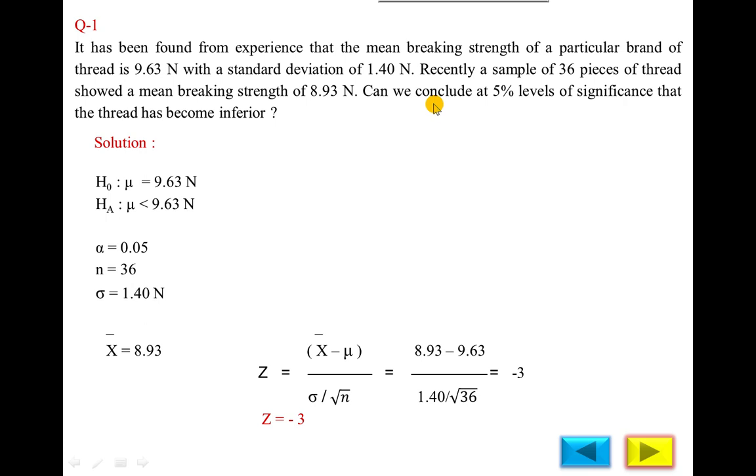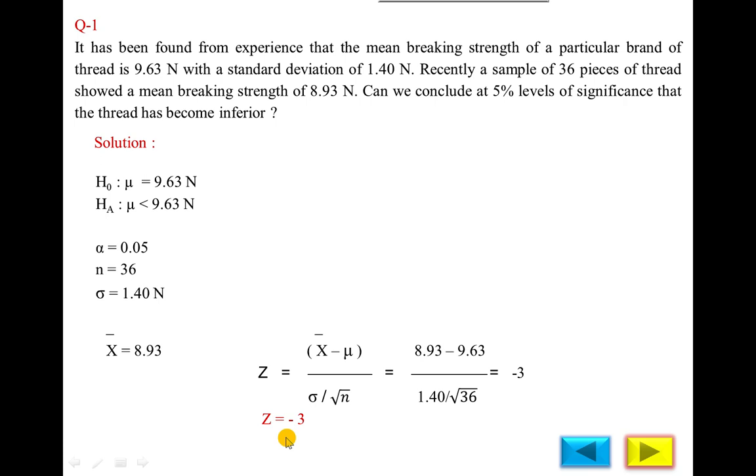Can we conclude? "Can" indicates the question. At 5% level of significance, alpha is 5%, that the thread has become inferior. The question indicates the alternate hypothesis. Thread has become inferior, and inferior means less than. So null hypothesis and alternate are both given. Null is mu equal to 9.63, and inferior indicates mu less than 9.63. Substitute all these values in this formula: x bar the sample mean, mu 9.63, sigma 1.4 and n 36. Simplify, you will obtain -3.